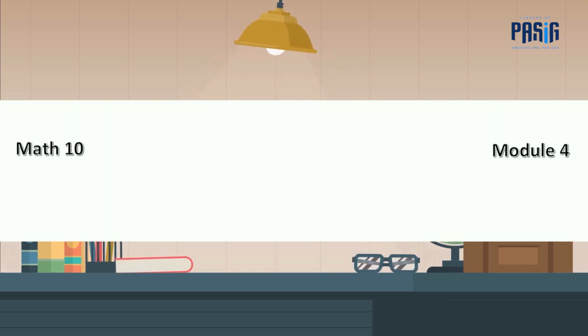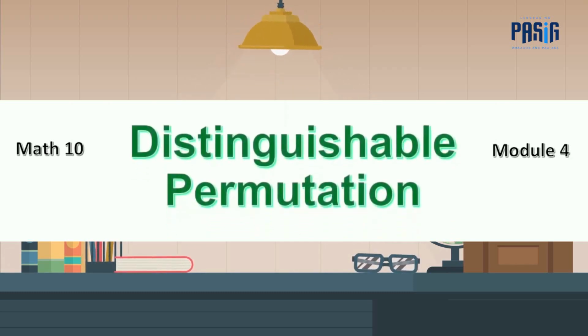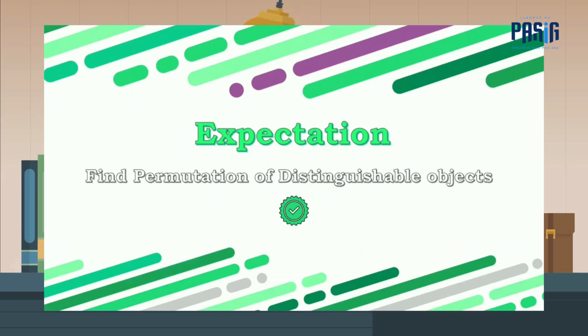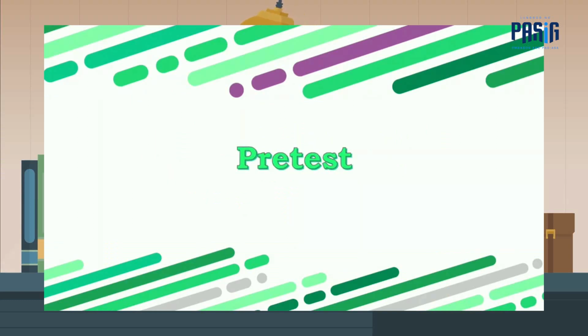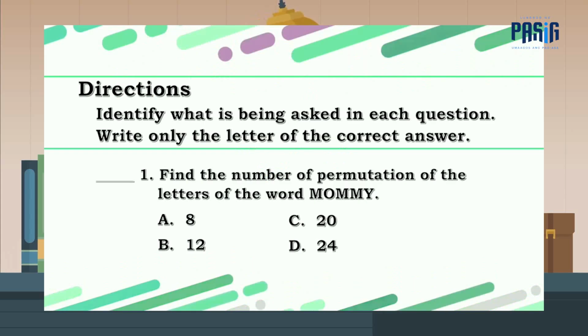And please pay attention. Welcome to our lesson in Module 4, which is Distinguishable Permutation. In this module, you are expected to find the permutation of distinguishable objects. But before we dig deeper, let's answer first the pretest for you to have an idea about the topic.